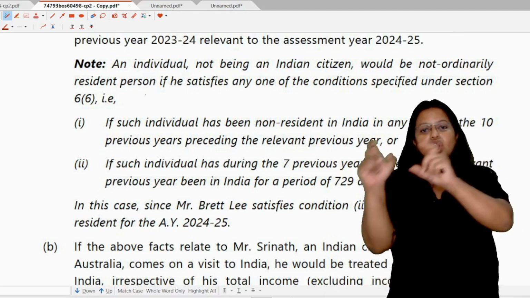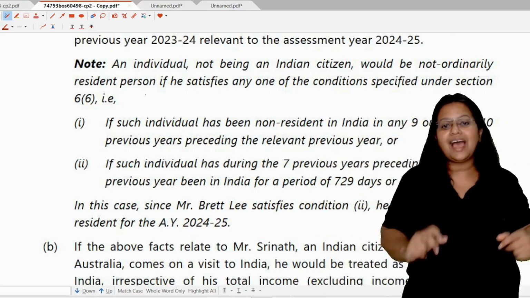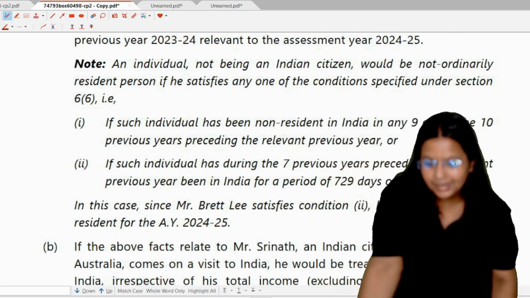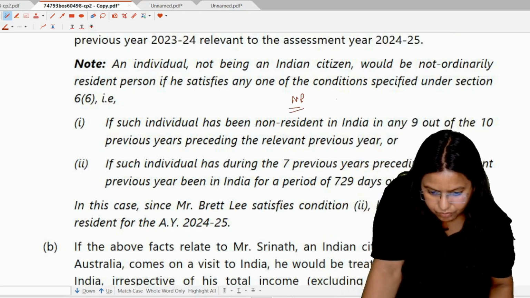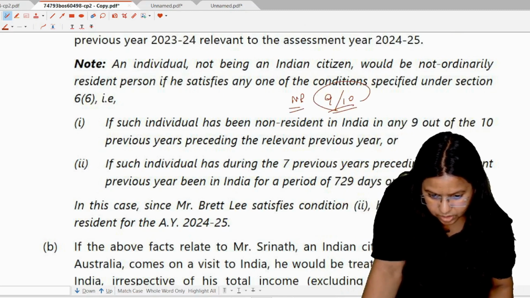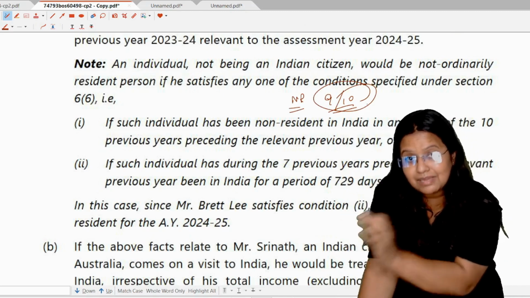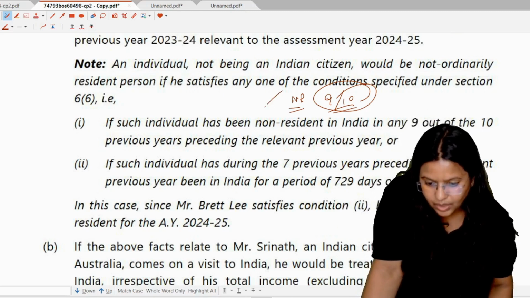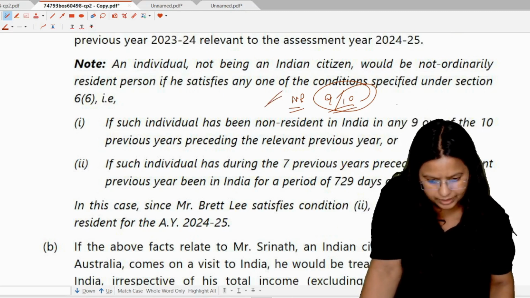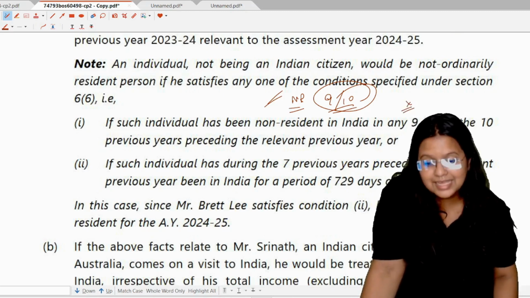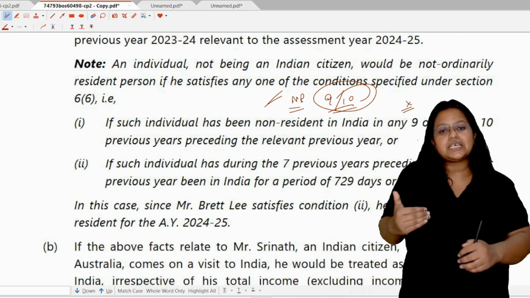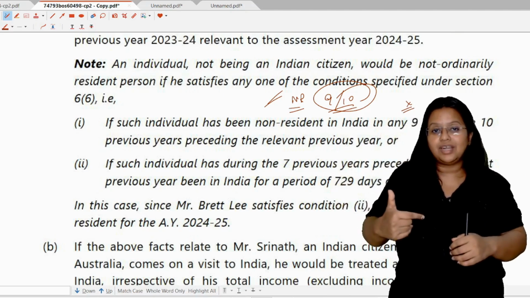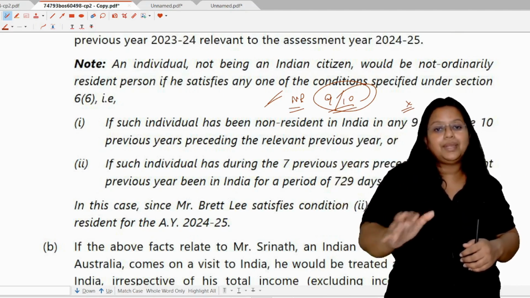Okay, so now, if a person becomes a not ordinary resident, NOR, he has to satisfy any of the conditions given below. The first condition is that he must be a NR in India for 9 out of 10 years. It means from the total previous 10 years, he must be a non-resident for any 9 years. So is he a non-resident? No, ma'am, he was a resident. Okay, so this condition is not satisfied. Second, his stay in India for the 7 previous years immediately preceding the previous year must be 729 days or less. If this condition is satisfied, Mr. Brett Lee will become NOR.